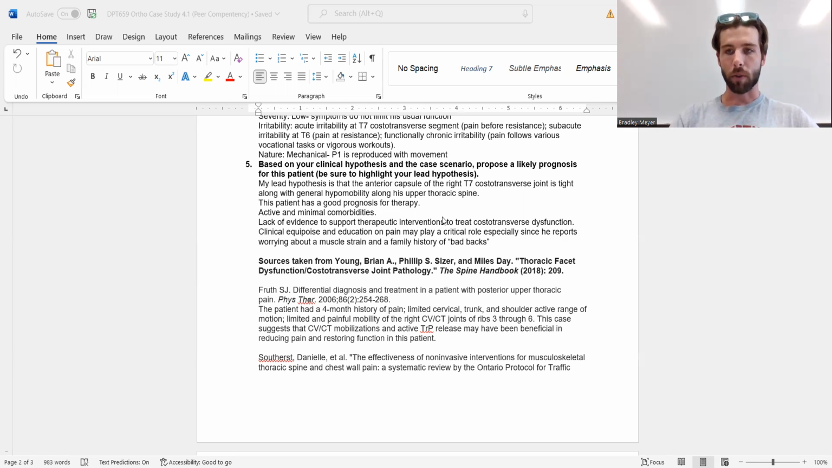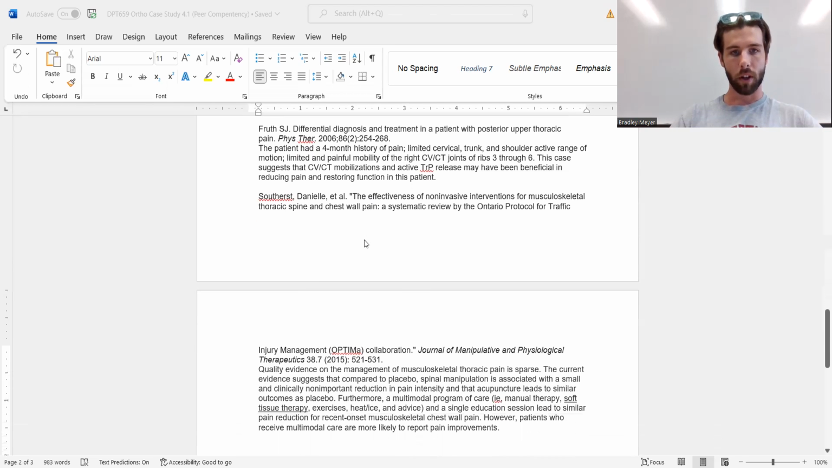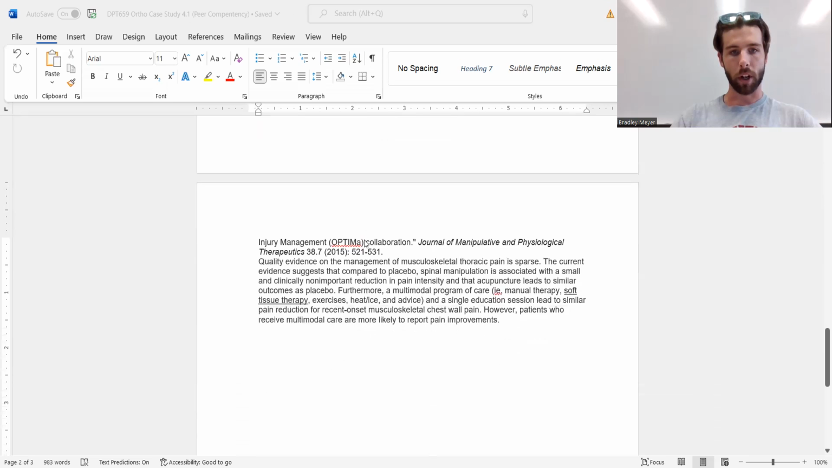And then the therapist may also want to pay close attention to how they're talking about pain, maybe doing some pain education, just because of, again, some of the things that the patient reported, such as worrying about having a muscle strain and family history of bad backs. And here are some sources that I used for the prognosis.